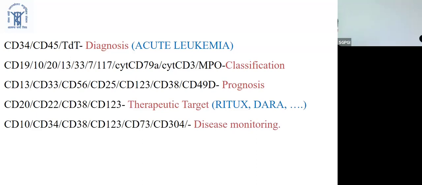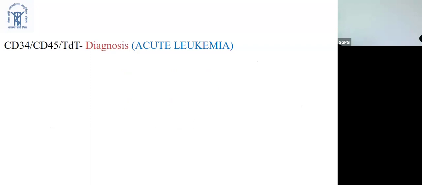Now, if your lab is limited to only diagnosing a case as leukemia or not, you have a very small number of antibodies that you can use.